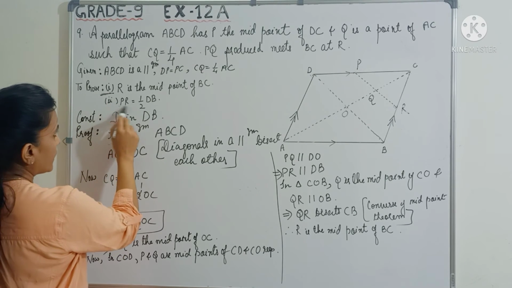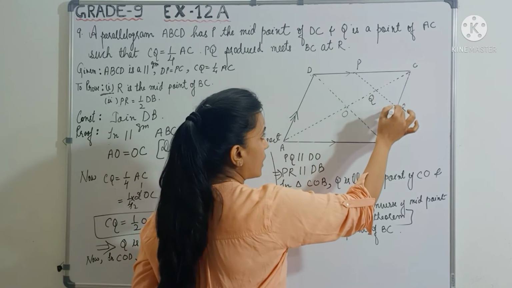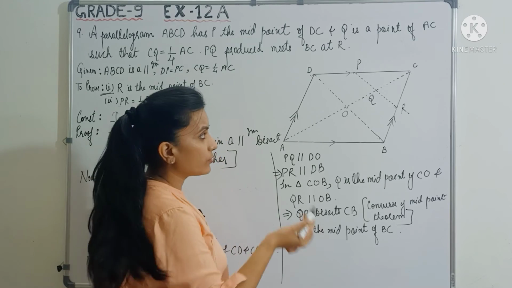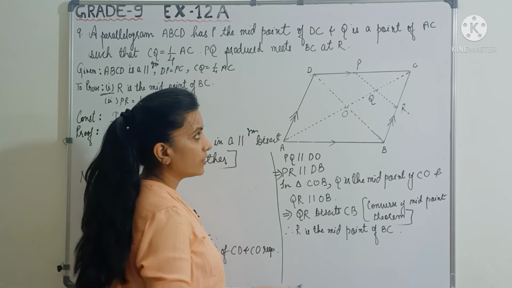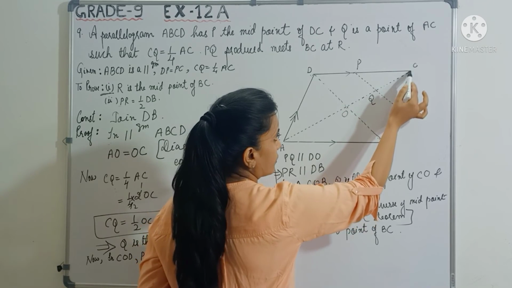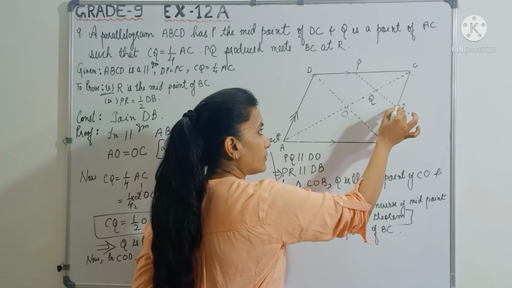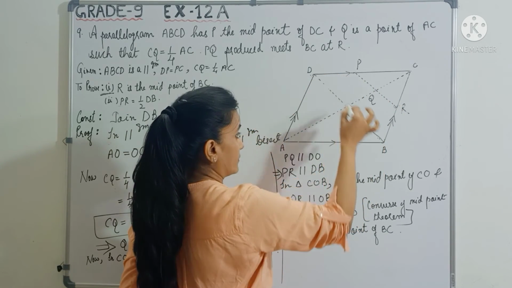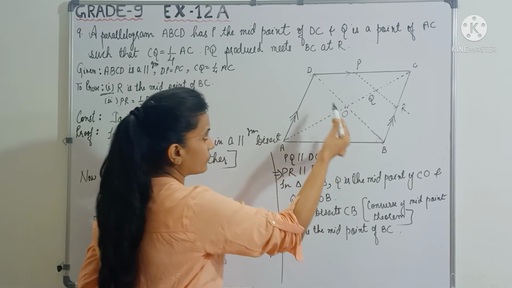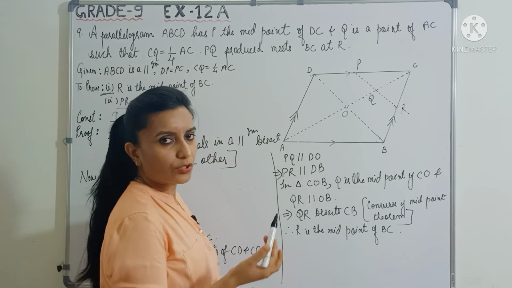Now you have to show PR is equal to half of DB. So this is very simple. We have been doing such questions for a long time, right? P is the midpoint of DC and R is the midpoint of CB. So from midpoint theorem, PR will be parallel to DB and PR will be equal to half of DB. So we have to show PR is equal to half of DB, right? So I think that you can do it yourself.